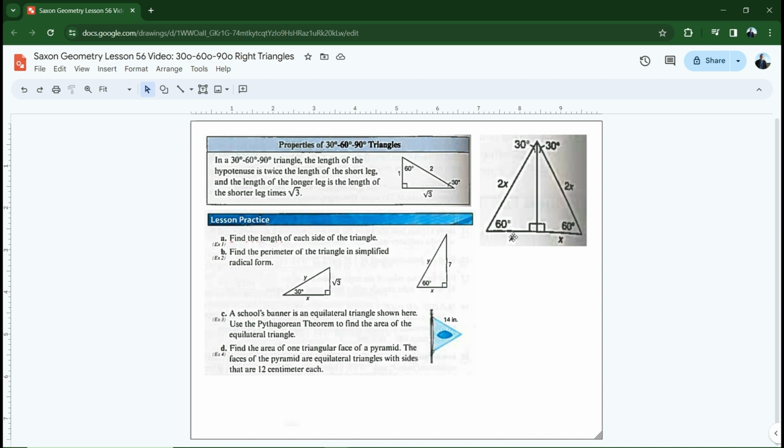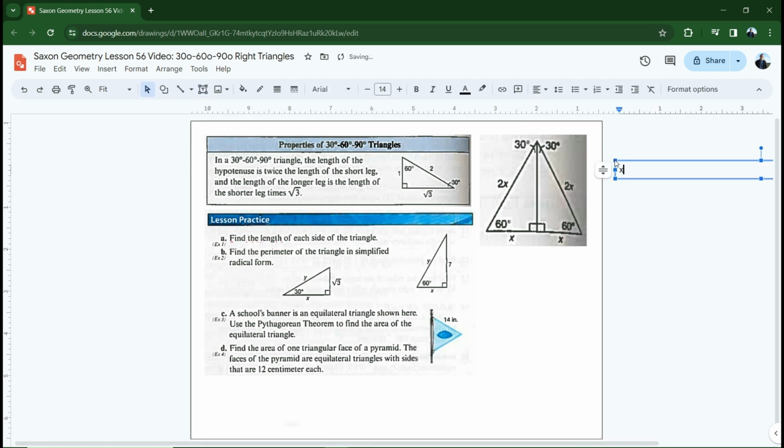Now let's take a look at this short leg here. Notice that it used to be a 2x side, but when we cut it in half with this line that bisected the top of the equilateral triangle, it cut it in half. So it makes sense that this short leg is half the length of the hypotenuse. We would call this one x, this one 2x because it's twice as much. What about the third leg?